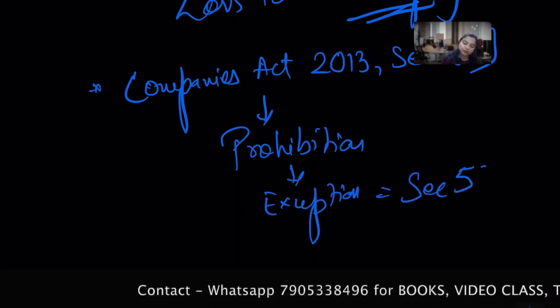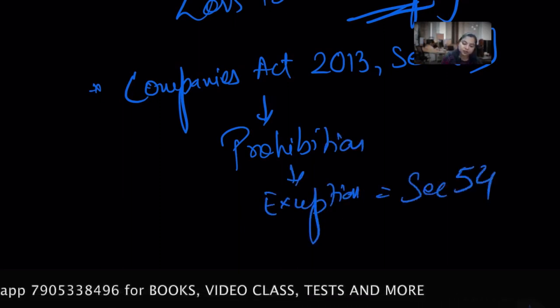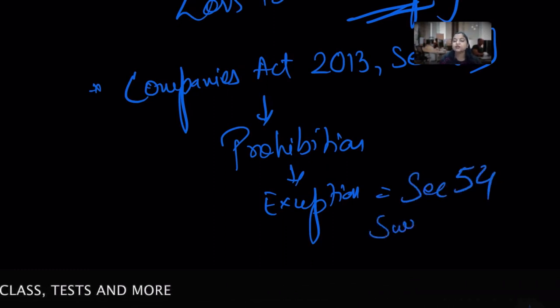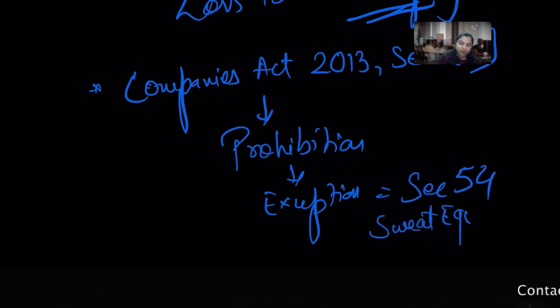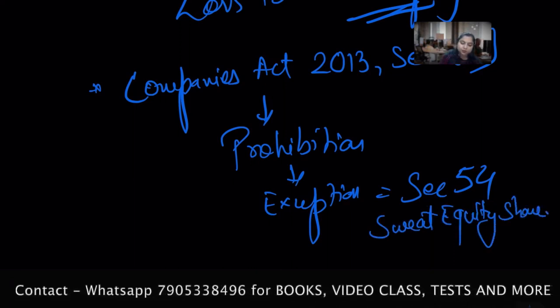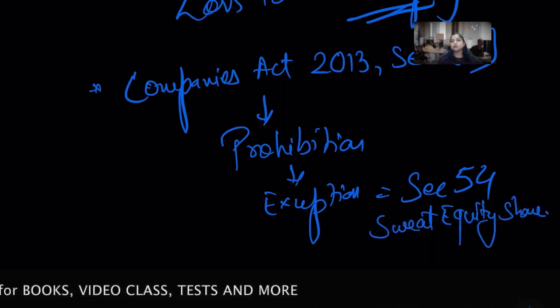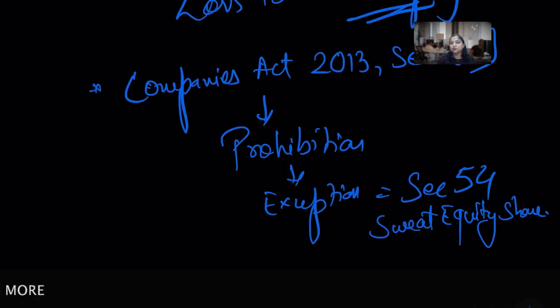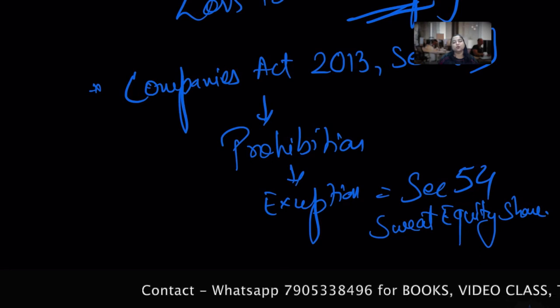The exception is in section 54. In case of section 54, the company can issue sweat equity shares at a discount. Any shares issued by the company at a discounted price otherwise will amount to a void issue.